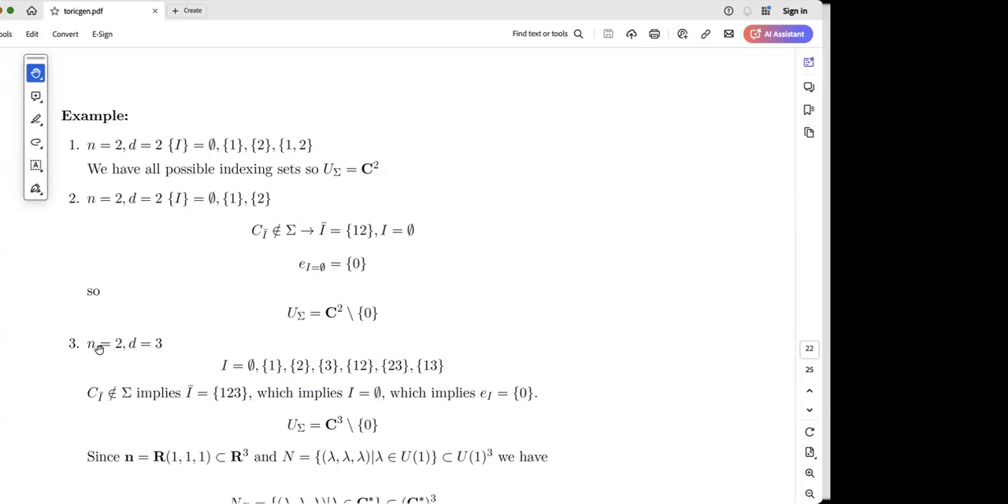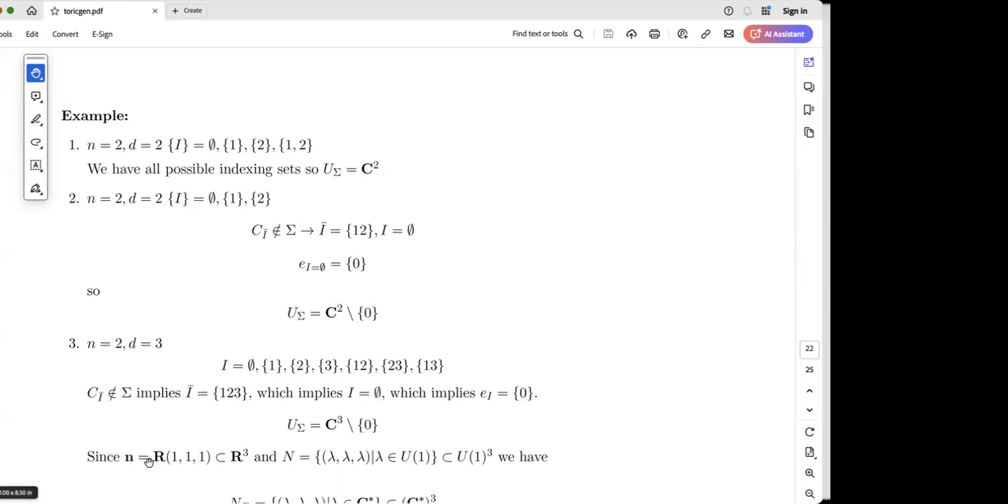Finally, we can look at n equals 2, d equals 3. So we have the possibilities I equals the empty set, 1, 2, 3, and the sets with 2 elements, so 1, 2, 2, 3, and 1, 3. I'm not putting in 1, 2, 3. So if C sub I bar is not in sigma, then that implies I bar is equal to 1, 2, 3. That implies I is equal to the empty set, so E sub I is equal to 0. So that tells you U sub sigma is C3 minus 0.